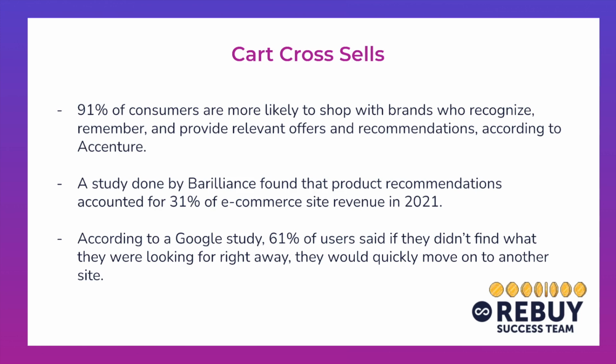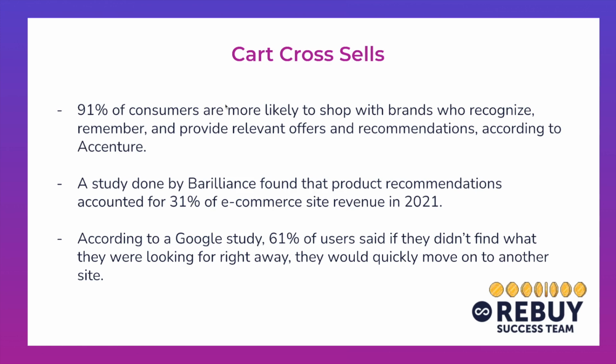A few quick stats at a glance: 91% of consumers are more likely to shop with brands who recognize, remember, and provide relevant offers and recommendations, according to a study from Accenture. A study done by Brilliance found that product recommendations accounted for 31% of e-commerce site revenue in 2021. And according to a Google study, 61% of users said that if they didn't find what they were looking for right away, they would quickly move on to another site.